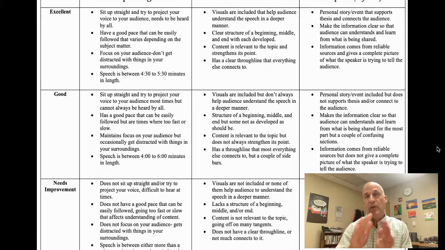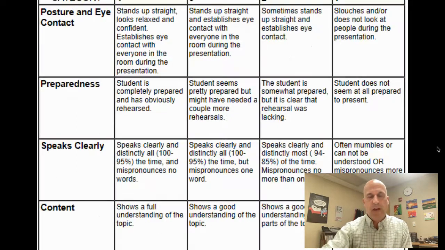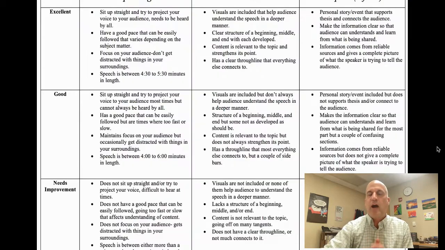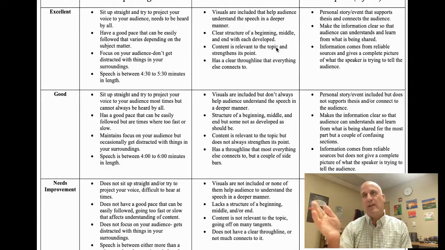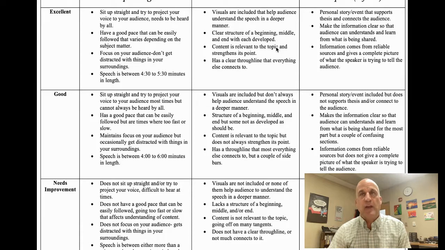So under content, remember content from before was this right here: full understanding, good understanding, and so forth. Here's how I did mine. I broke it down into what involves content. It could be the visuals, not just having them, but visuals that help the audience understand the speech in a deeper manner. I have a clear structure of a beginning, middle, and end with each of these developed. So you can say, well, they didn't have a middle, or there was no conclusion. You can determine that. You can measure that.